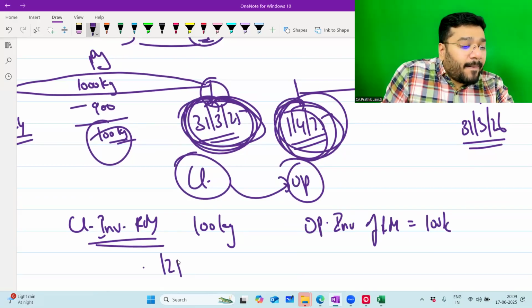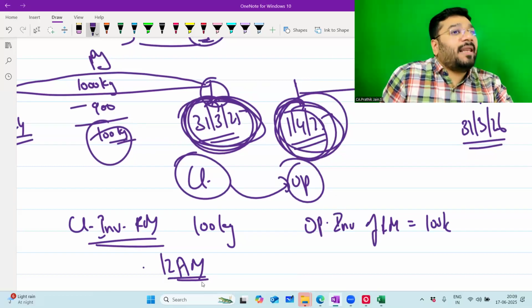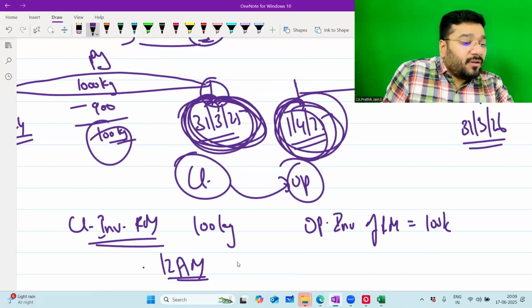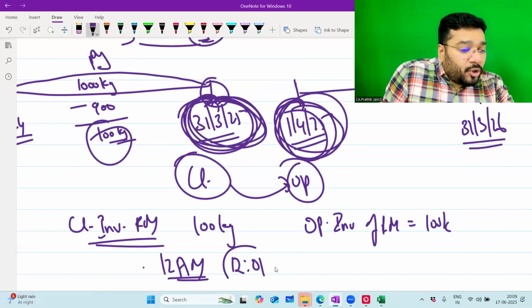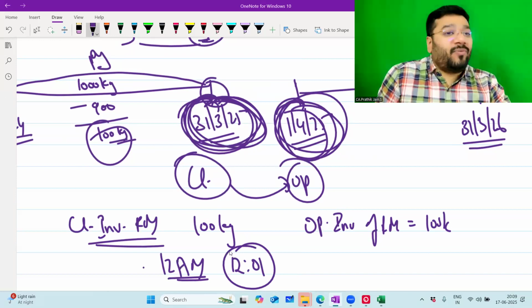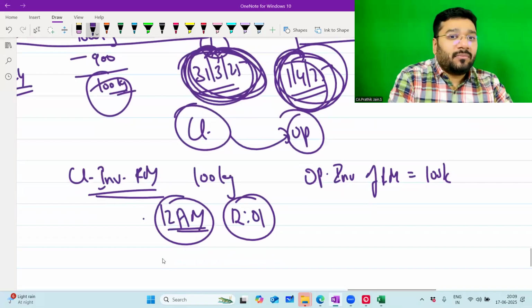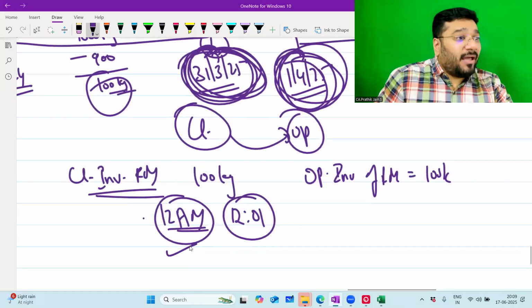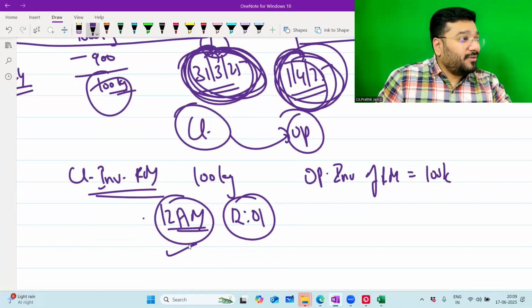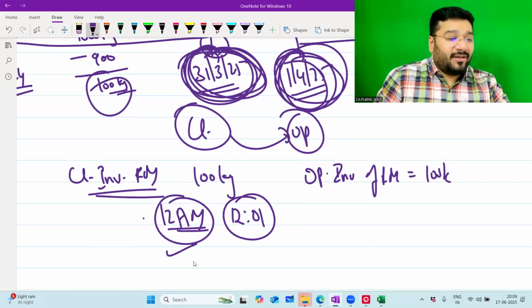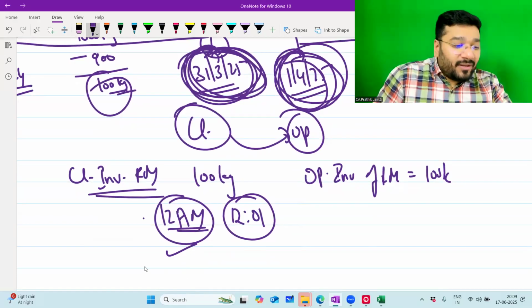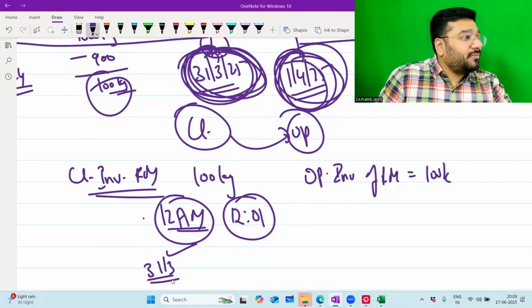12 a.m. midnight is 31/3/25. Just after that is the next day, which is 1/4/25. So 12 a.m. in the midnight. AM or PM? AM only, no? Okay, 12 a.m. midnight, 31/3 will end. Correct?